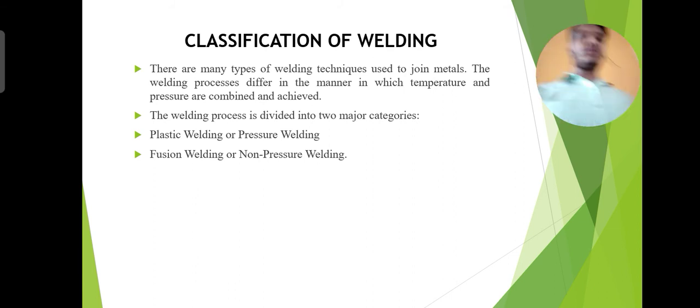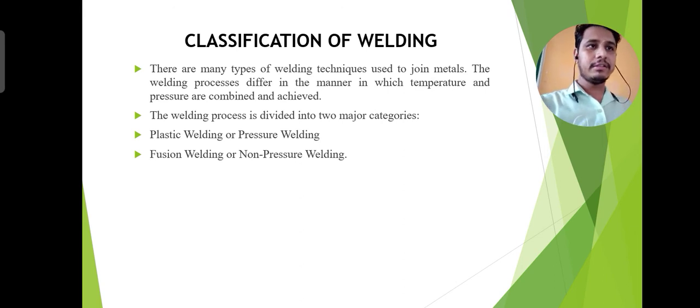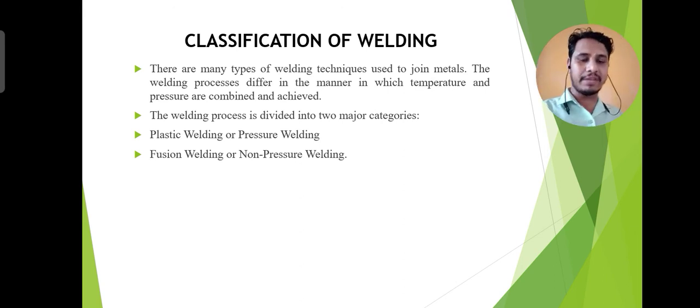And another one is the resistance welding process. The resistance welding process is further classified into three or four types. The first one is spot welding, and another one is the precision welding process, and projection welding, flash butt welding, and high frequency resistance welding process. So these are the many types of resistance welding processes.